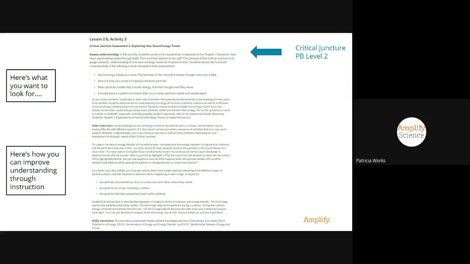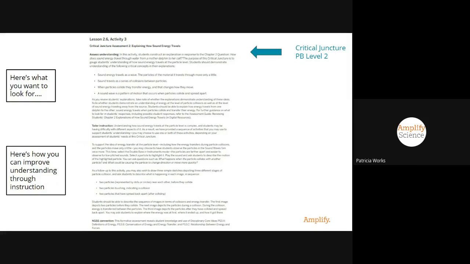Guidance about what their explanation should look like is listed under the possible responses tab for this unit. So when you look at lesson 2.6, activity 3 on the platform, there'll be a possible responses tab that shows you what you're looking for in student answers.